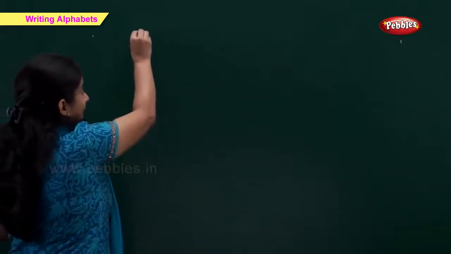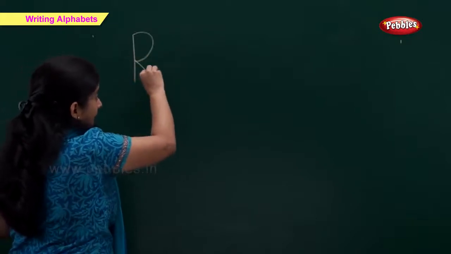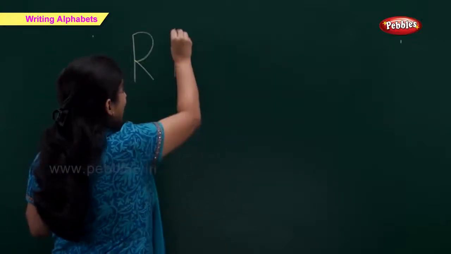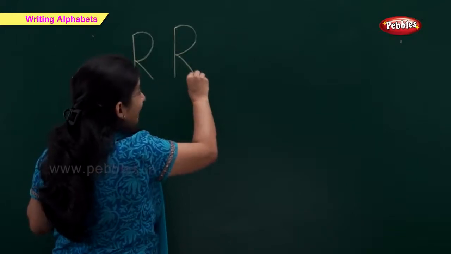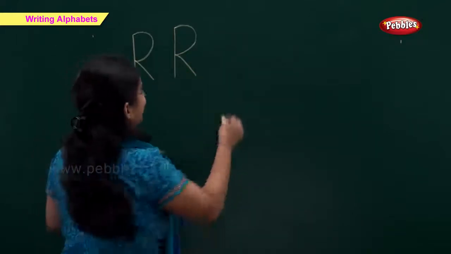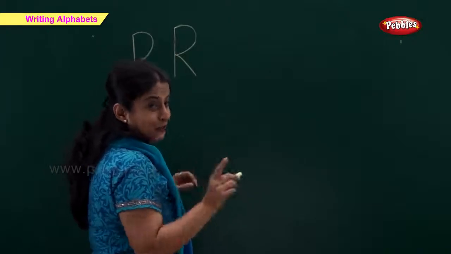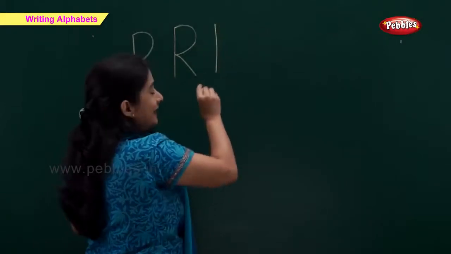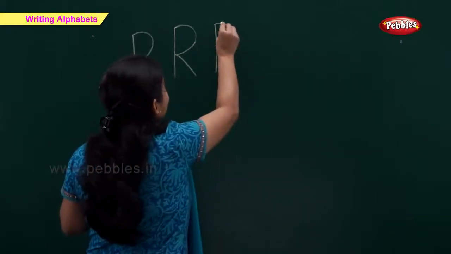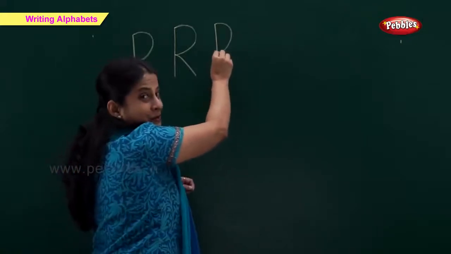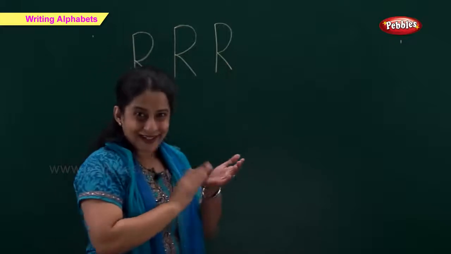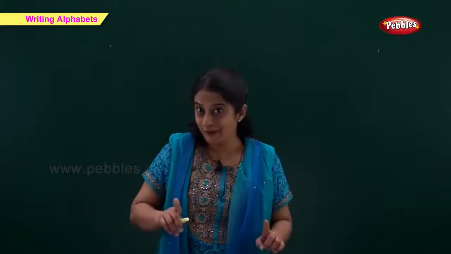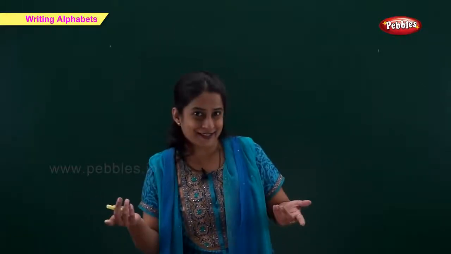Standing line, a curve with a cross line makes R. Standing line, a curve with a cross line makes what? R. Now your turn. You tell me. Which line should I draw? A standing line. Right. Now, a curve. Very good. And now, a cross line. Excellent. R. Okay. Now we are going to write S.